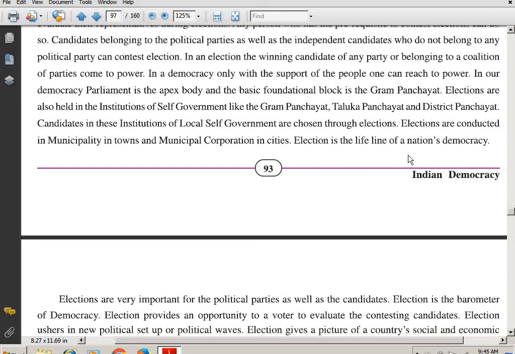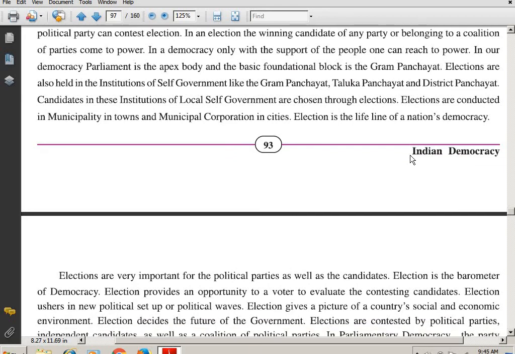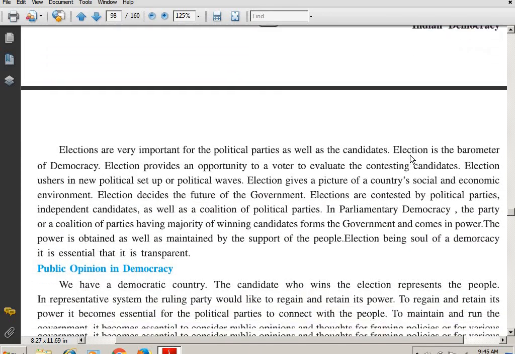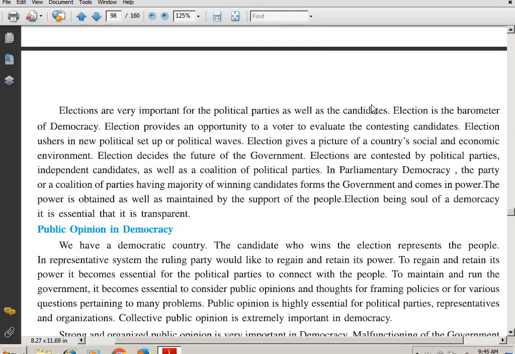Election is the lifeline of a nation's democracy. Elections are very important for the political parties as well as the candidates. Election is the barometer of democracy. Election provides an opportunity to a voter to evaluate the contesting candidates. So students, elections are very important for political parties and candidates, and are like a barometer of democracy.